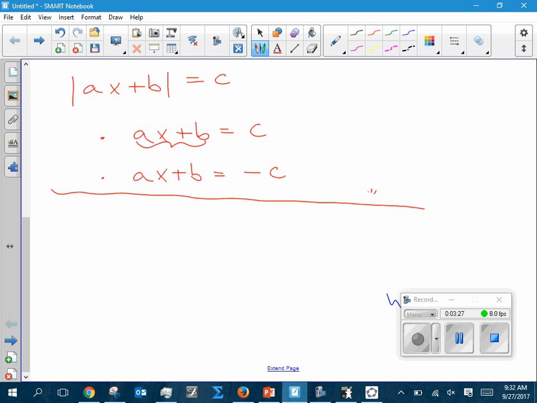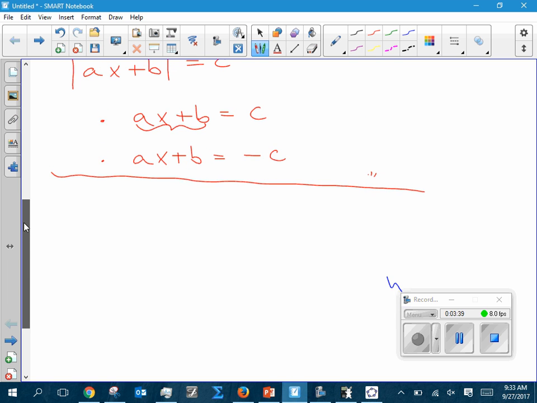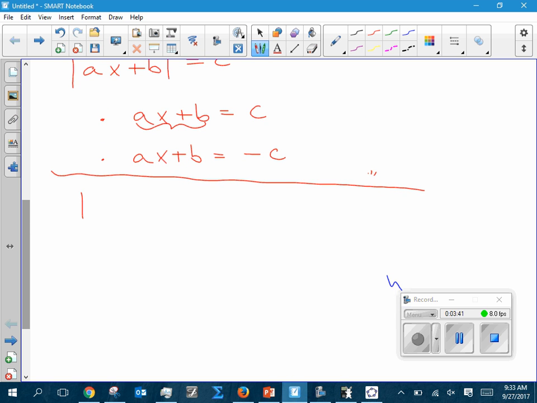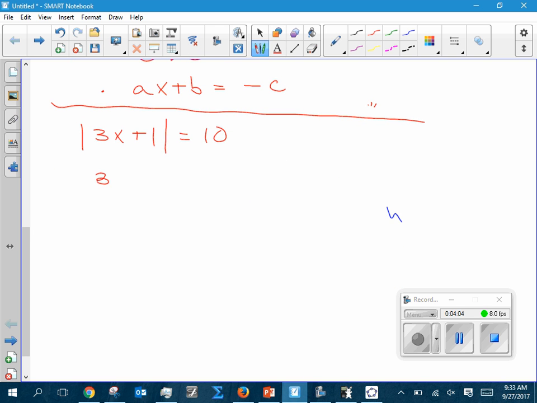I know that's kind of generic, general, and arbitrary with those values, so we'll do one with some concrete values to make sense of this whole thing. If I've got the absolute value of 3x plus 1 is equal to 10, the first thing we want to do is realize that we are trying to find a value of x that, when I plug it into this expression, puts that expression 10 units from 0. So first thing we're going to do is go 3x plus 1 is equal to 10.